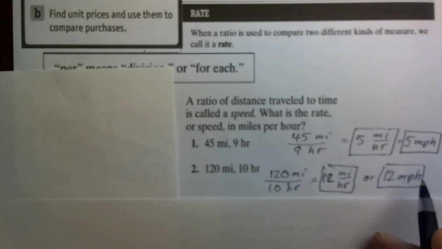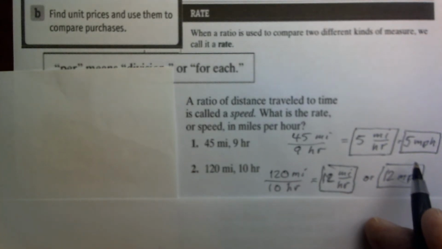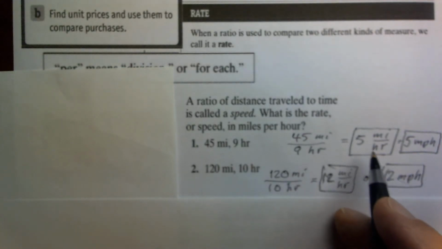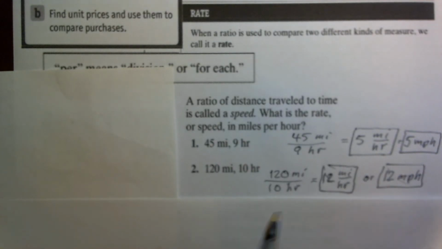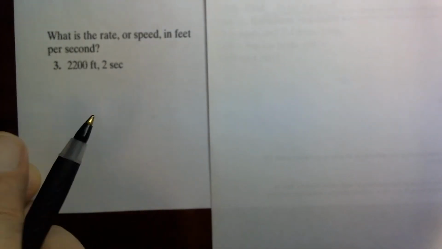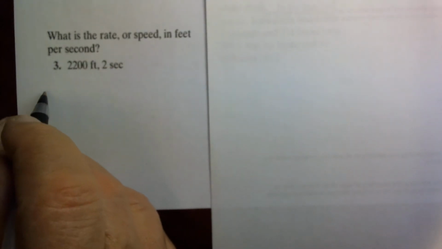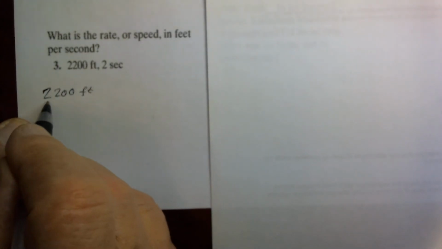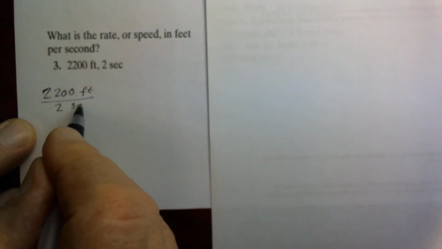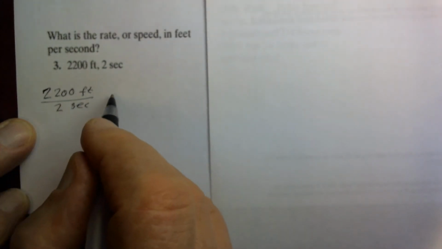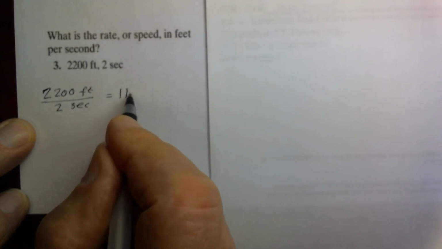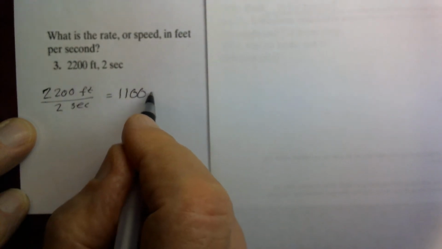In fact, you may have that on your speedometer. It tells you mph. Next time, take a look, and it'll probably say that. It may say miles per hour, but usually it's mph on the dash in your car. In number 3, we asked what is the rate of speed in feet per second. So we divide 2,200 feet by 2 seconds. And 2,200 divided by 2 is 1,100 feet per second.